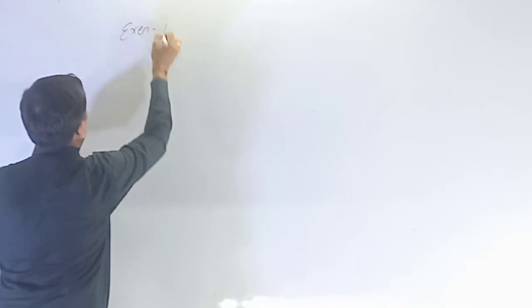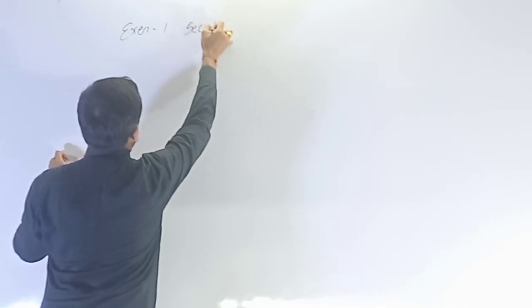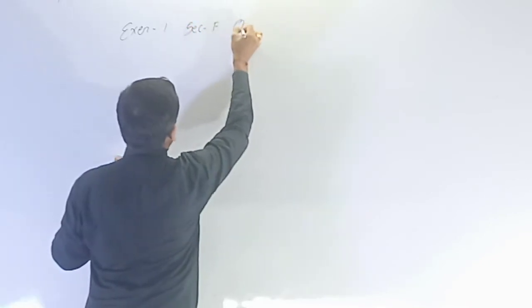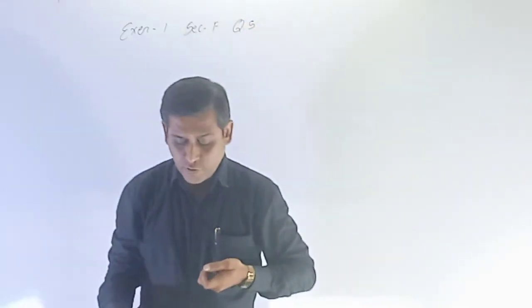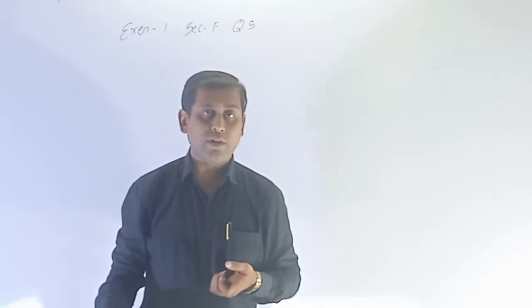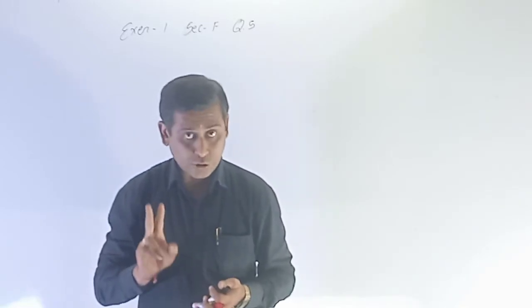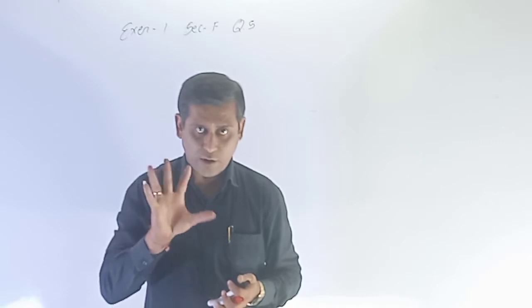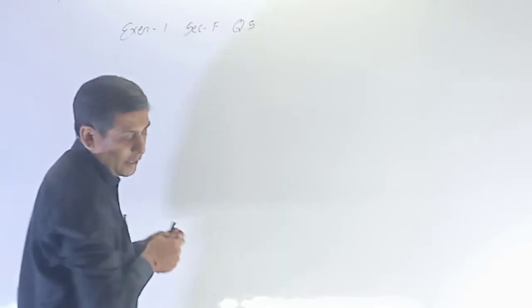Okay, so now I am doing that particular sum, exercise 1, section F, question number 5. We have to find out the total expenditure method index number as well as the family budget method index number. Two sums are there, in particular one sum for 5 marks. I am writing the question first.